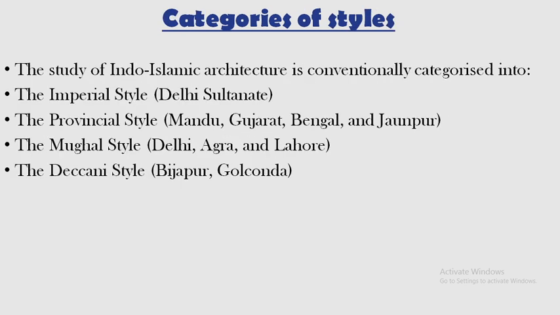The categories of styles: the study of Indo-Islamic architecture is conventionally categorized into the imperial style of the Delhi Sultanate, the provincial styles of Mandu, Gujarat, Bengal, and Jaunpur, the Mughal style of Delhi, Agra, and Lahore, and the Deccani style of Bijapur and Golconda.